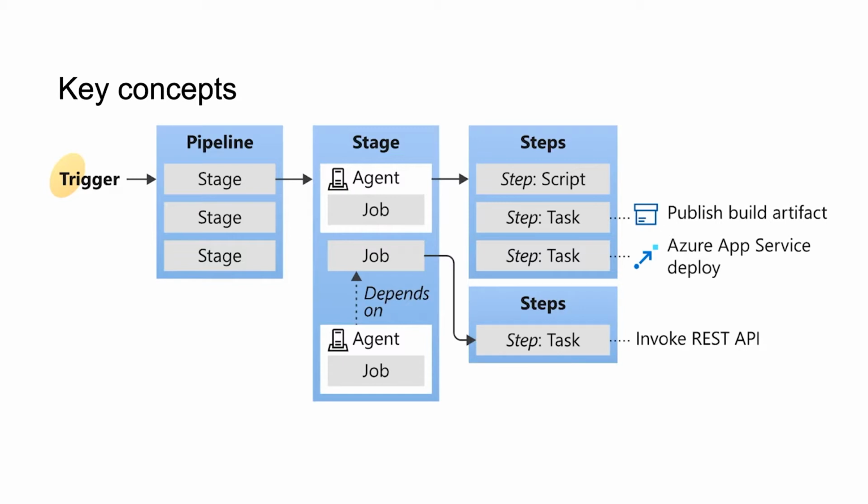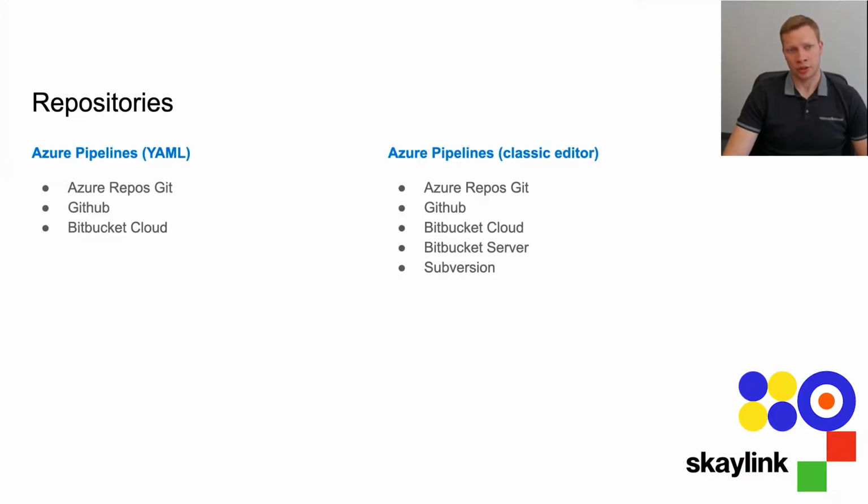I think it's similar throughout the whole industry, so quite easy to understand. Azure Pipelines has 2 editor modes. There's the classic editor, and you can configure your pipelines with YAML files. With YAML, only Azure Repos Git, GitHub and Bitbucket Cloud are supported, while the classic editor supports a bit more repositories, but those are more deprecated ones.